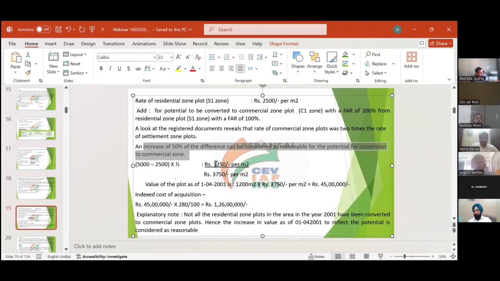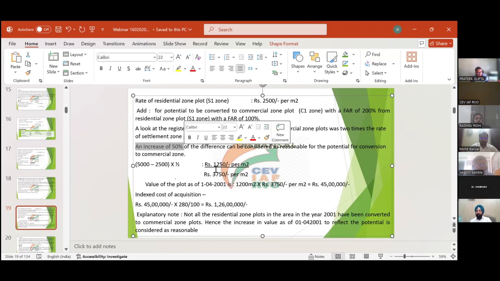we add a value of 1,250 to 2,500. So we consider the rate as 3,750 per square meter for calculation. Because it has been converted into commercial and all other properties in its vicinity have also been converted into commercial, though the purchaser has purchased it as a residential plot, we can safely add in this way as an experience value.